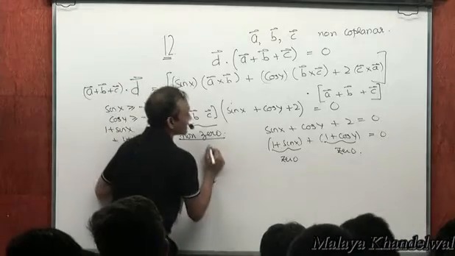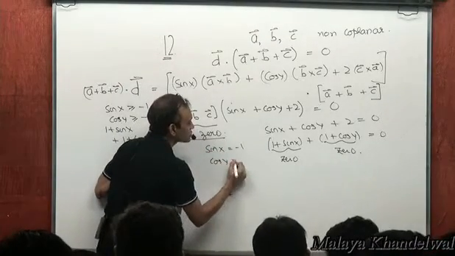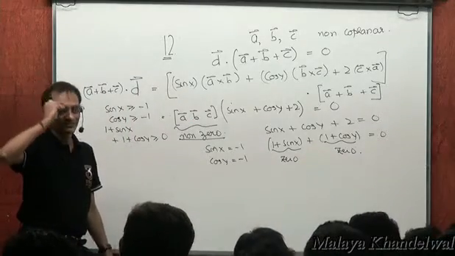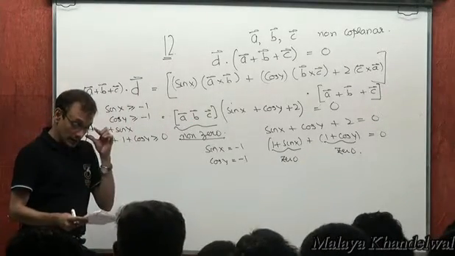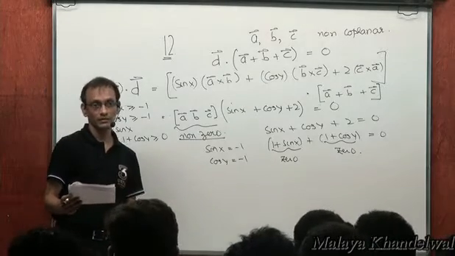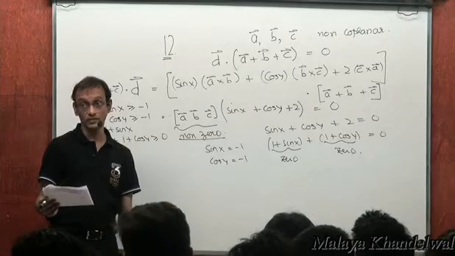That means sin x must be minus 1 and cos y must also be minus 1, right? We want to find the minimum value of x squared plus y squared.